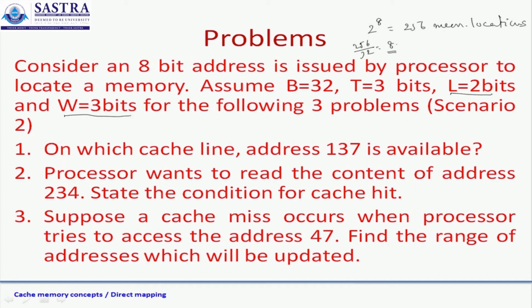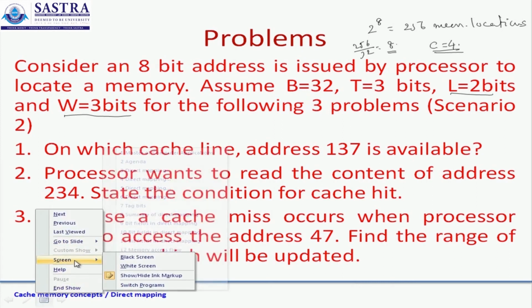L equal to 2 bits, meaning we have 4 cache lines. C equal to 4 cache lines. So obviously T will be 3. On which cache line is address 137 available?